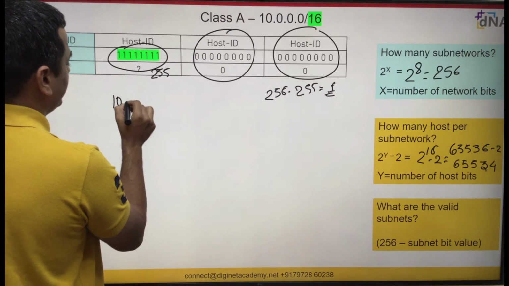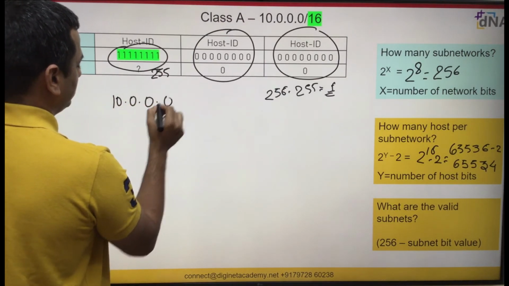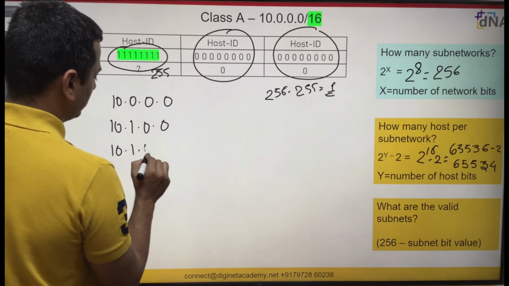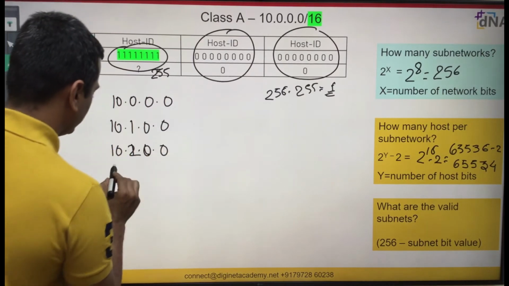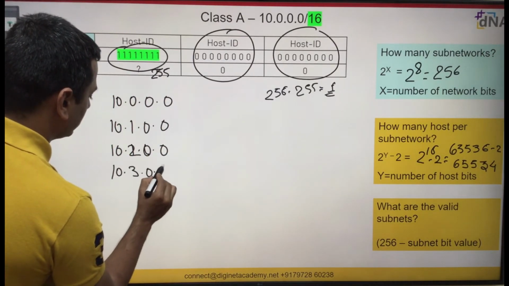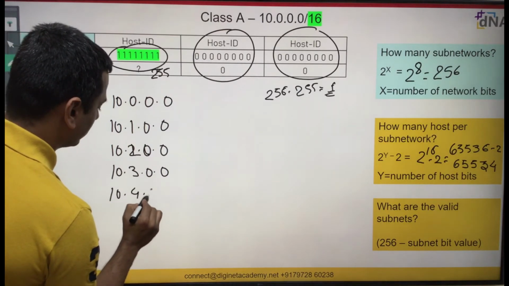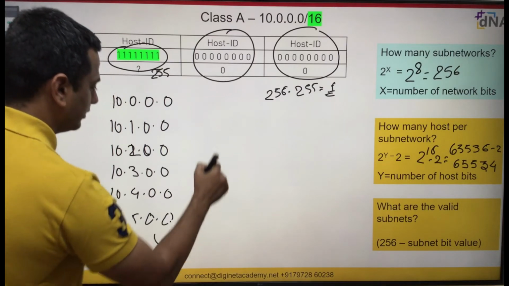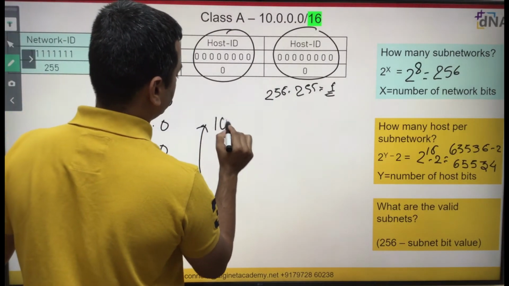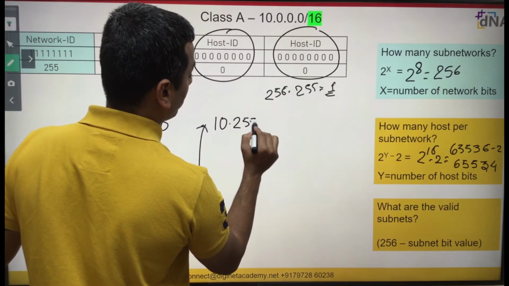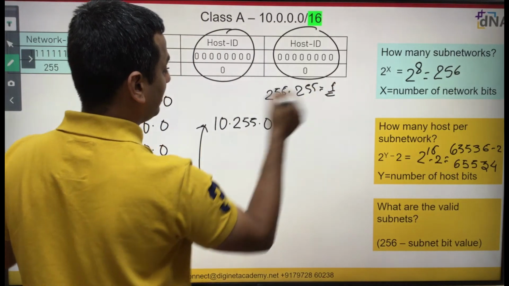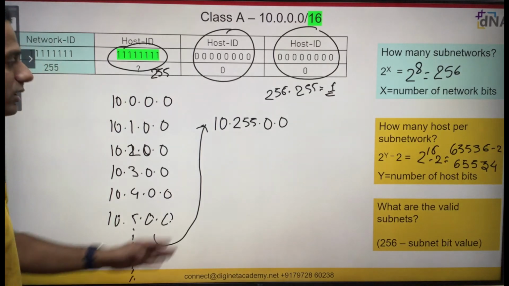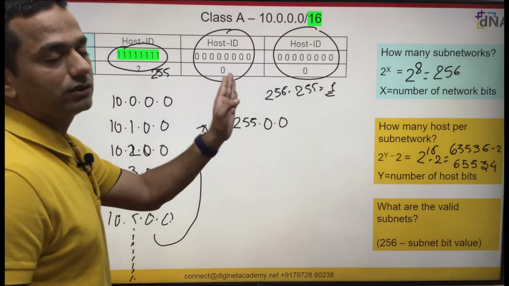First subnetwork is 10.0.0.0. Next 10.1.0.0. 10.2.0.0. 10.3.0.0. 10.4.0.0. 10.5.0.0, right? And this goes up to 10.255.0.0. This will be my last network, going up in the second octet to 10.255.0.0.